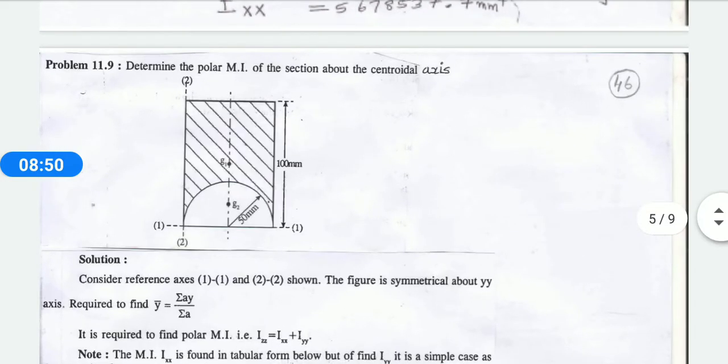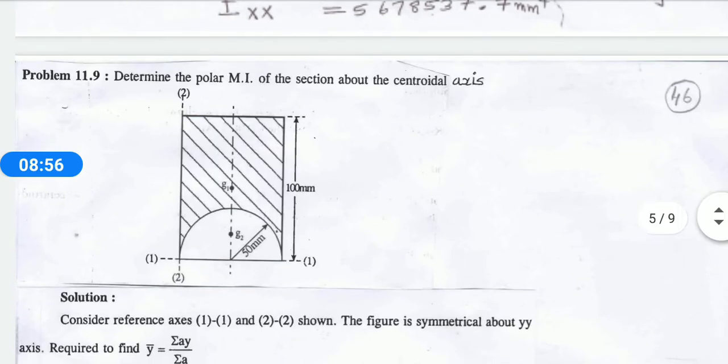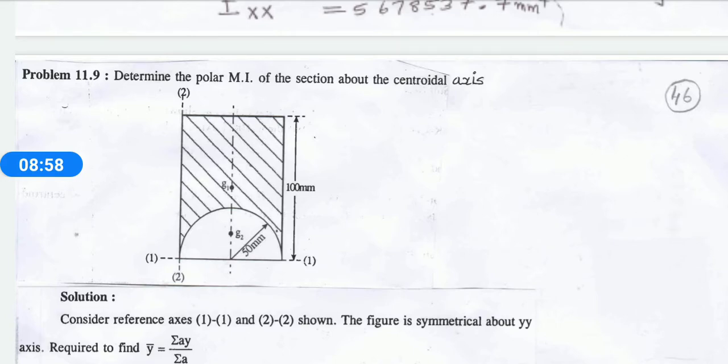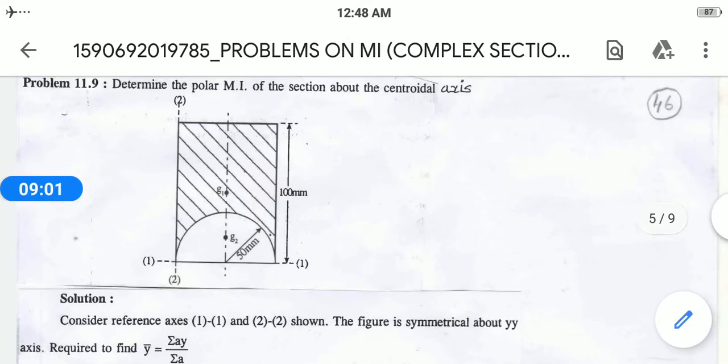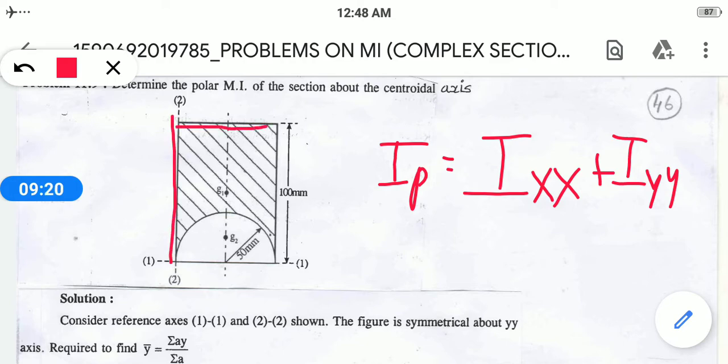Determine the polar moment of inertia of the section about the centroidal axis. Okay, they had asked us to find the polar moment of inertia. That means we need to find I of p. I of p can be written as I of xx plus I of yy. So both the things we have to calculate in this case. This diagram can be divided into two segments. One is our whole rectangular section and the other deduction part is your semicircular section.